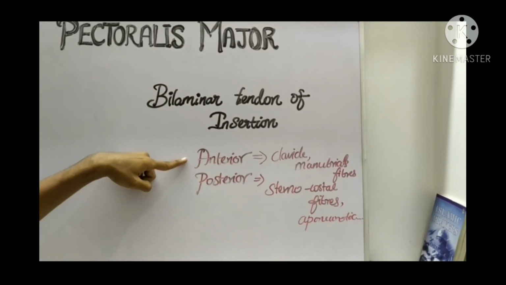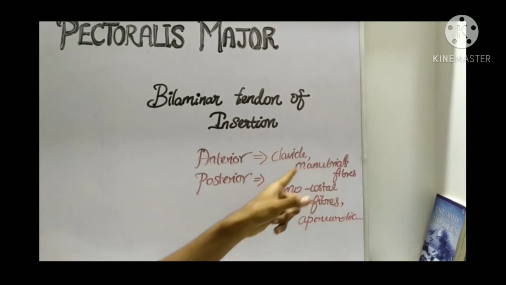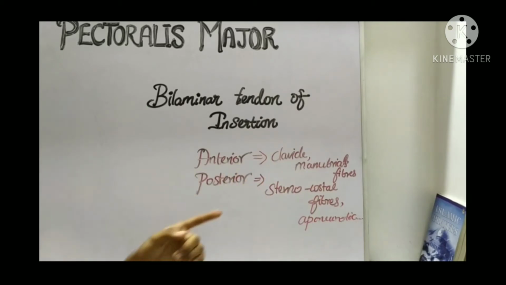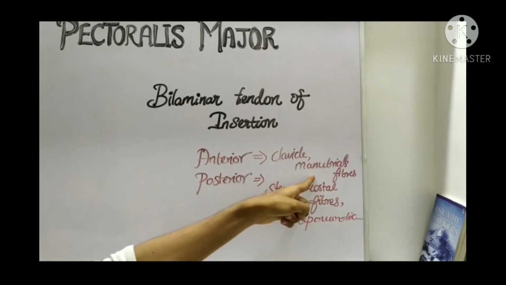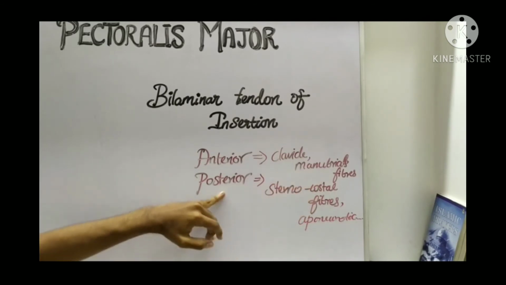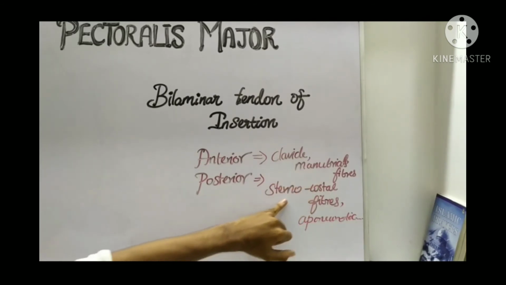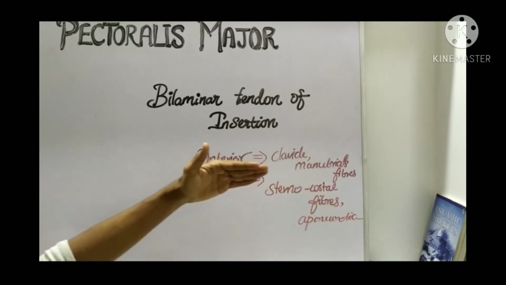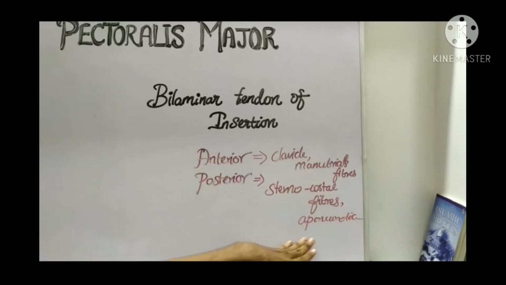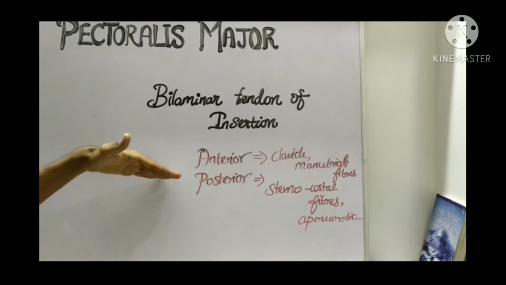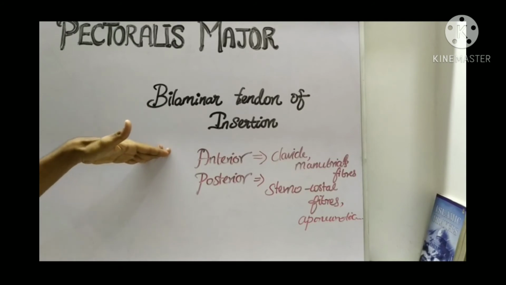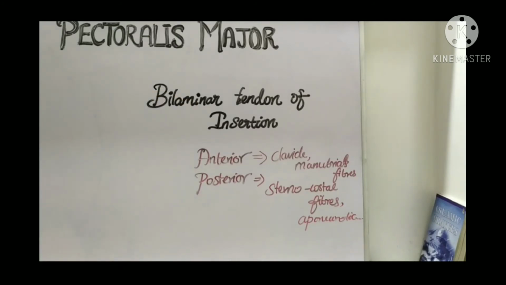The anterior lamina will be formed by the clavicular and manubrial fibers, the fibers which are coming from the clavicle and the manubrium of the sternum, and the posterior lamina will be formed by the sternocostal fibers, that is from the sternum and the ribs, and the aponeurosis of the external oblique muscle. So these two lamina will be forming like that, and it's getting inserted into the lateral lip of intertubercular sulcus.